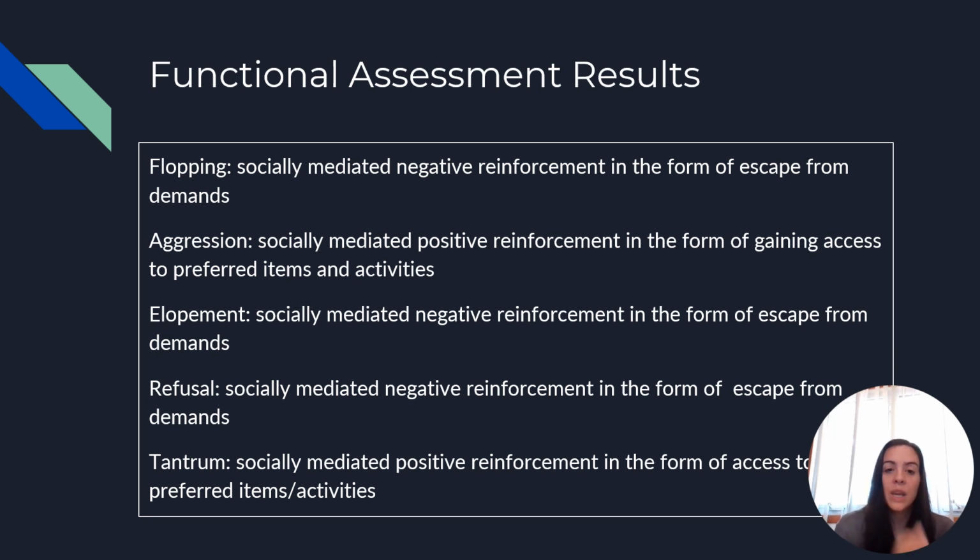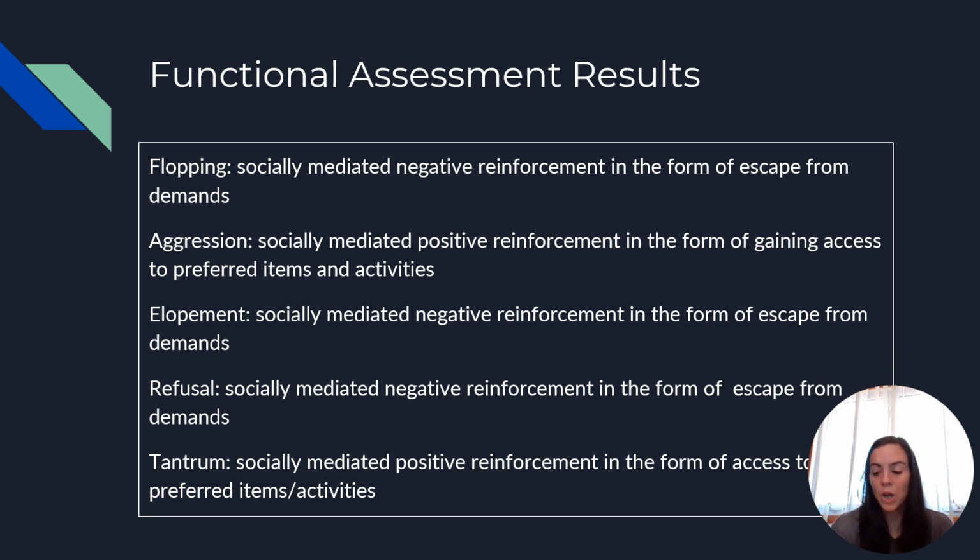We'll now discuss the functional assessment results. I will give an operational definition for each behavior as well as the identified function. A functional assessment was conducted to determine the function of these behaviors. So first is flopping. Flopping is operationally defined as any occurrence of the client falling to the floor that is not contextually appropriate. The function of this behavior is determined to be socially mediated negative reinforcement in the form of escape from demands.